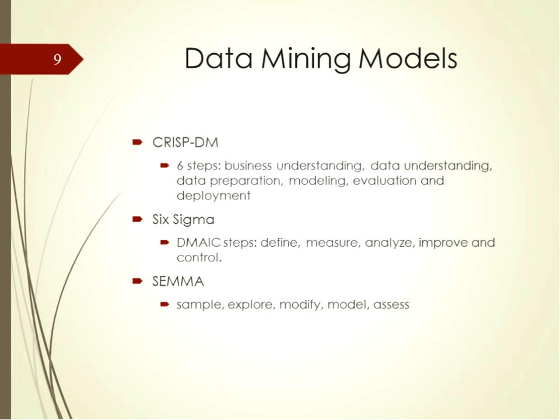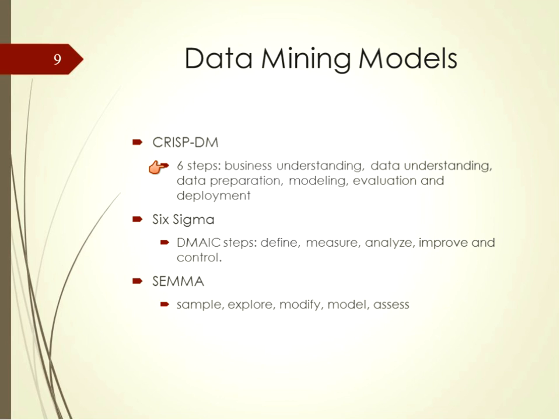There are many models, including the following: cross-industry standard process for data mining, Six Sigma, and SEMMA models. Let's look at each of these individually. The cross-industry standard process for data mining, or the CRISP-DM model, follows a path or series of steps to develop a business understanding by gaining an understanding of the business data collected and analyzed. The steps are business understanding, data preparation, modeling, evaluation, and deployment.